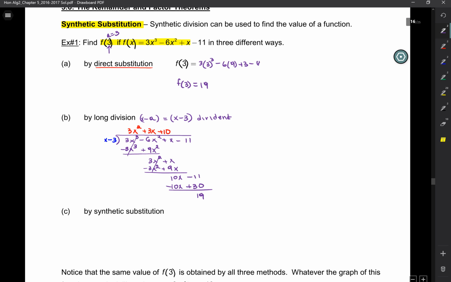19. Oh my gosh. Wow. What's 19? 19 is the answer. 19 is f of 3, right? F of 3 equals 19. It's the remainder. Okay? My brain. Wow. Okay?